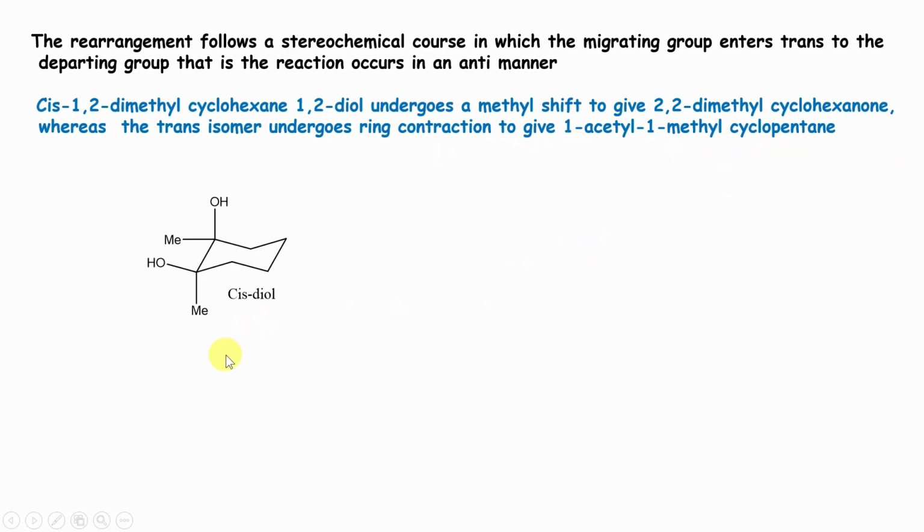You can see it is a cis-diol. It is axial and equatorial. 1,2 axial, equatorial positions are cis positions, and so it is referred to as a cis-diol. It is cis 1,2-dimethyl cyclohexane 1,2-diol. It undergoes a methyl shift to give 2,2-dimethyl cyclohexanone. On treating with the Lewis acid, Pinacol-Pinacolone rearrangement takes place.